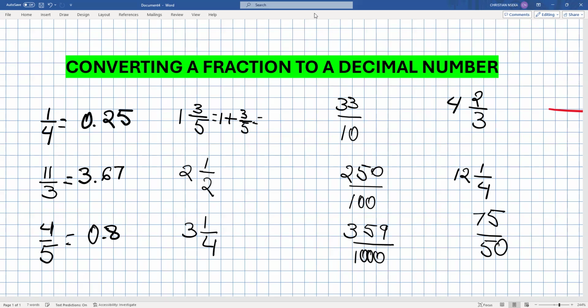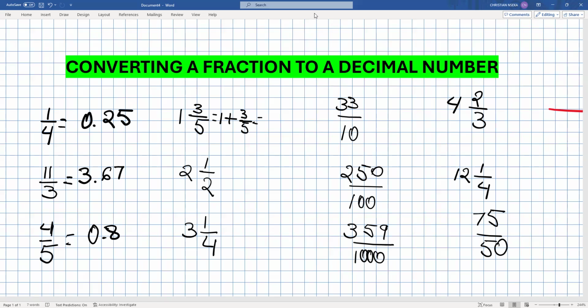Yeah, there we go. 2 1/2 can be written as 2 plus 1/2. 3 1/4 can be written as 3 plus 1/4. 4 2/3 can be written as 4 plus 2/3. 12 1/4 can be written as 12 plus 1/4. So a mixed number can be expanded as a whole number plus that proper fraction.